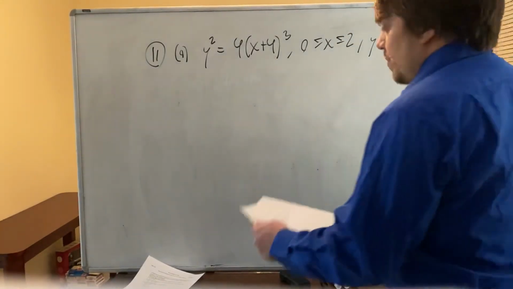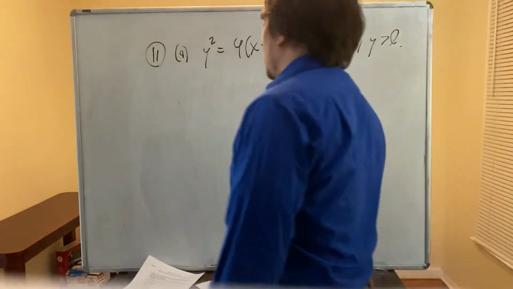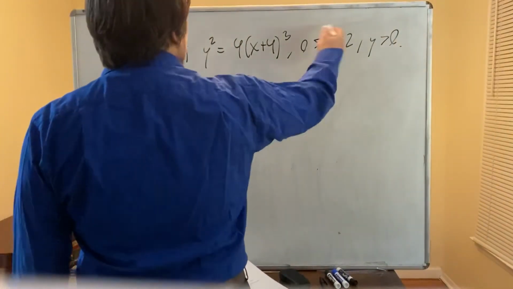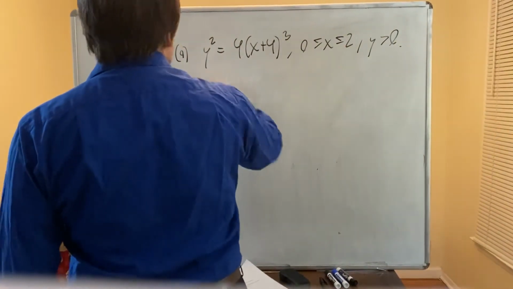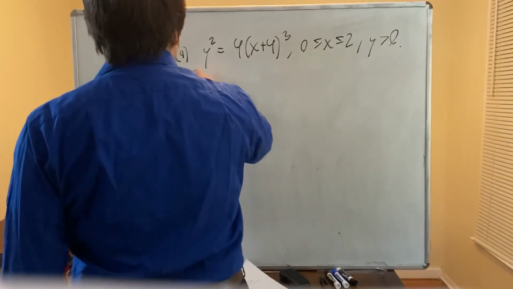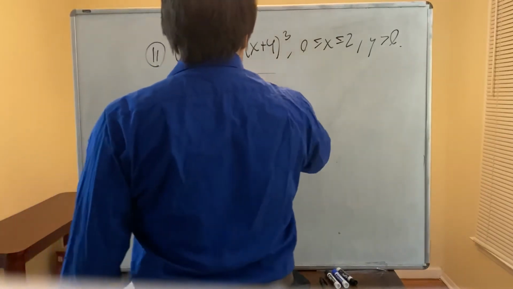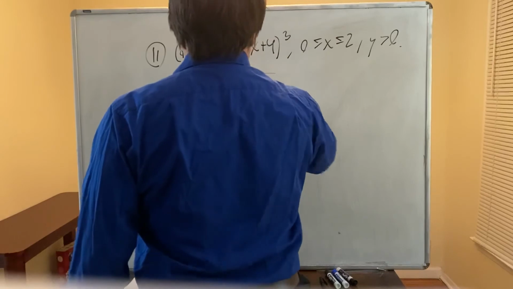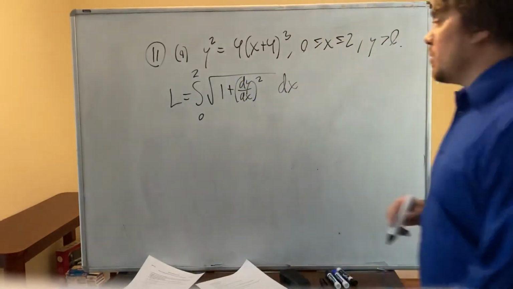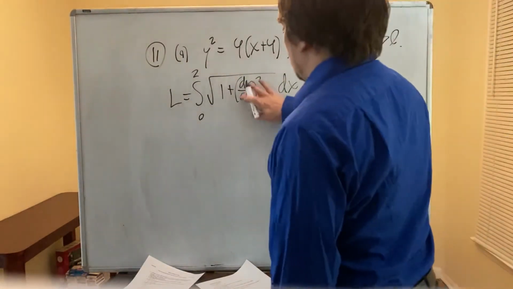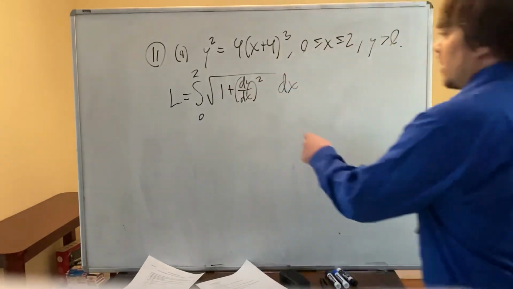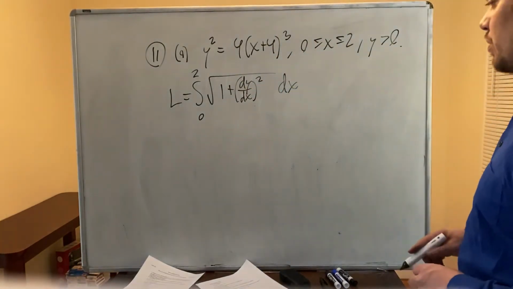So we're going to use the formula. We have a range of x values here, so let's use x. The length L is the definite integral from 0 to 2 of the square root of 1 plus (dy/dx) squared, dx. So we want to find dy/dx, plug it in there, and calculate the definite integral.